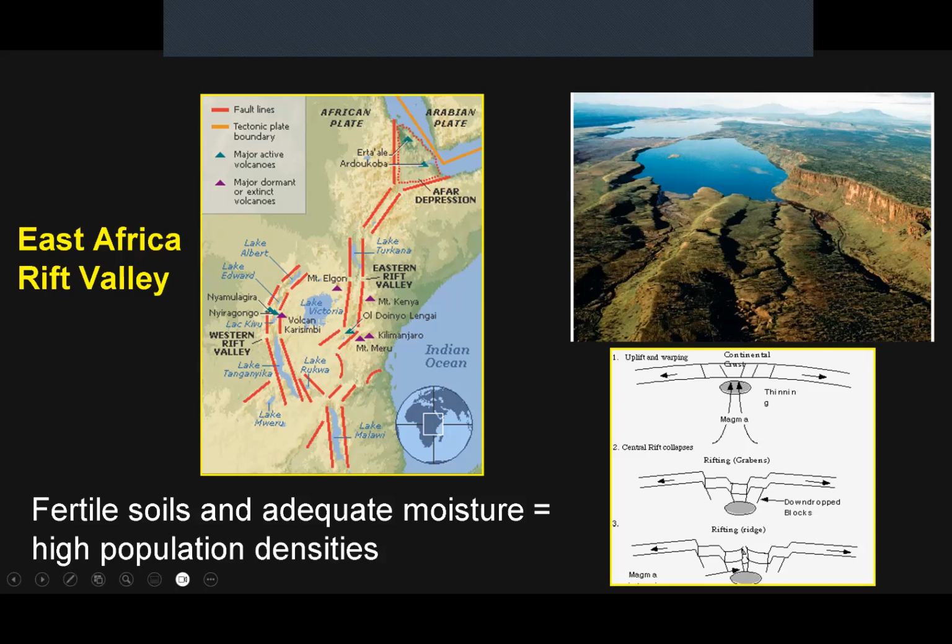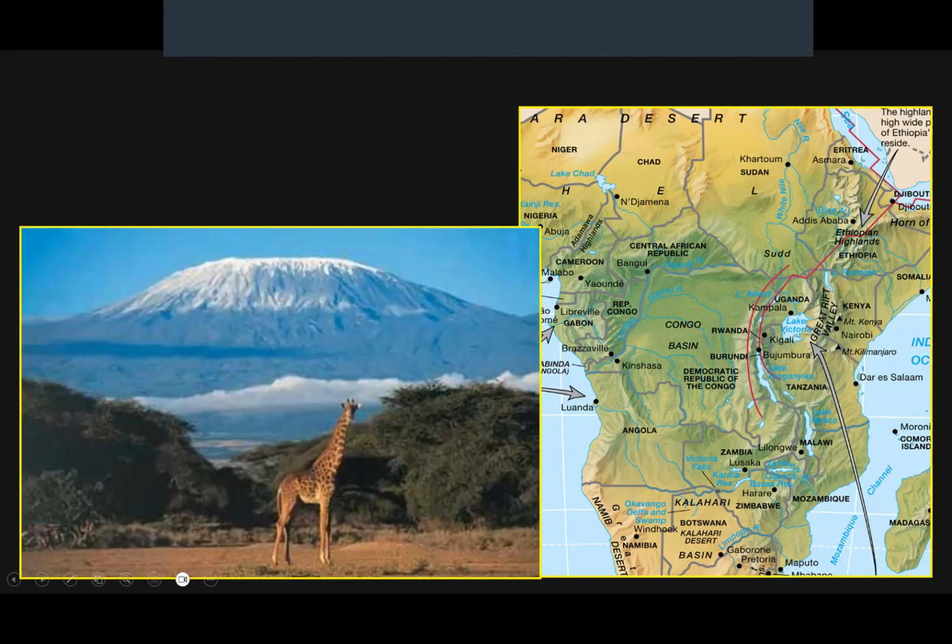But that means it does have high population densities because with adequate moisture from the uplifting and the highlands, more temperate climate, as well as the fertile soils from the volcanic activity, meaning it's a lot of small farmers, a lot of agriculture, and the high population densities there. Here's just a picture of Kilimanjaro with the giraffe in the middle, of course.